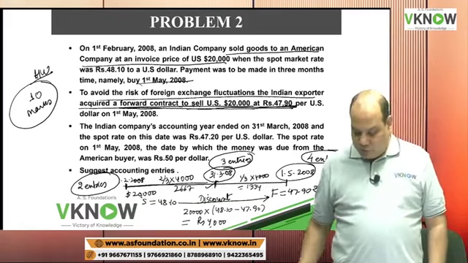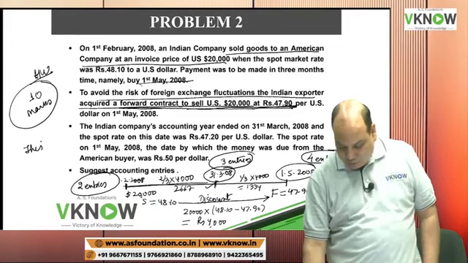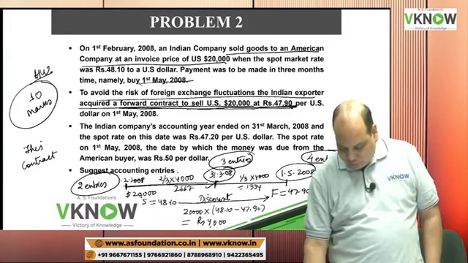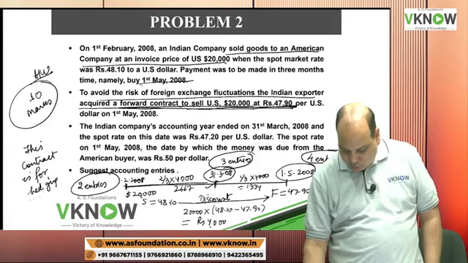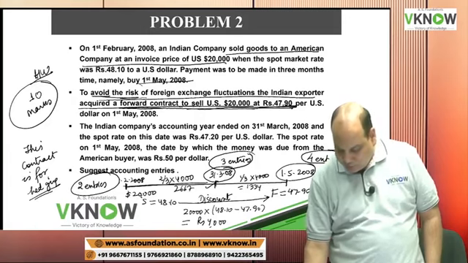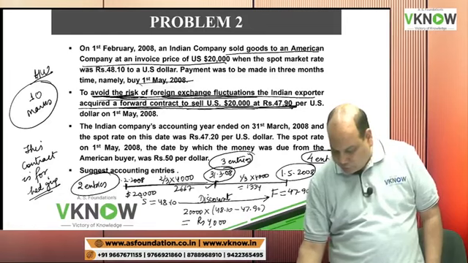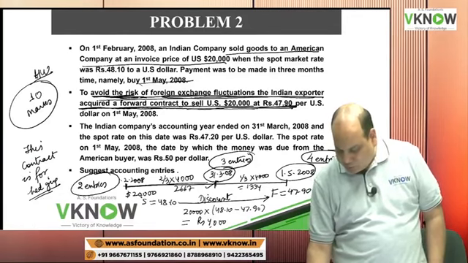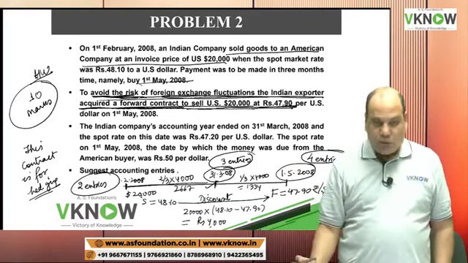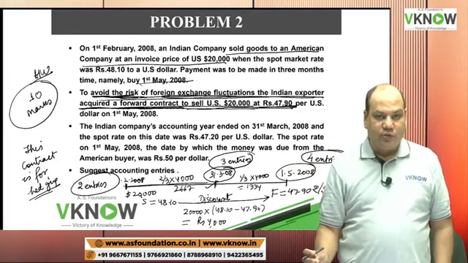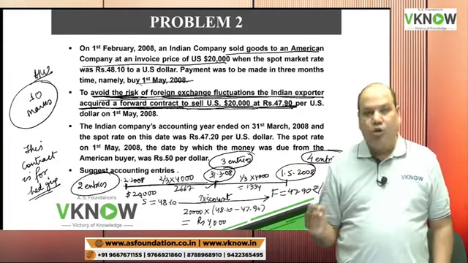This contract is for hedging. Just write down in your book somewhere: this contract is for hedging purpose. How do you know it is for hedging purpose? It's written here. To avoid the risk of foreign exchange fluctuation, the Indian exporter acquired a forward contract because he was worried that the exchange rate may go down and he might suffer the losses. Therefore, he entered into a forward contract.